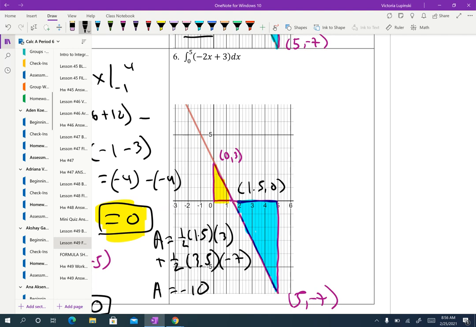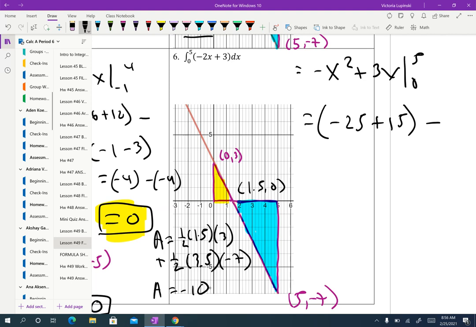So let's go ahead and do the final algebraic step. So that's going to give me -x² plus 3x. Again, it's the same integration every time, and I'm going to go ahead and do that from 0 to 5. Starting with the 5, I'm going to get a -25 plus 15 minus, and then because it's a 0, I'm just going to get a 0, which is going to give me a -10.